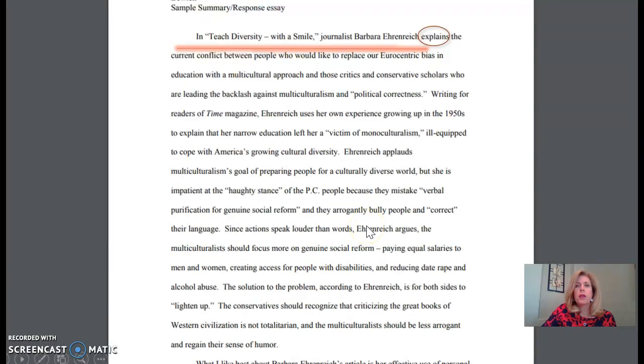All right, so I'm going to show you a quick example that's in the learning activities for the week that you're given. Just a couple of quick screenshots to show you how to lay out your summary response essay.